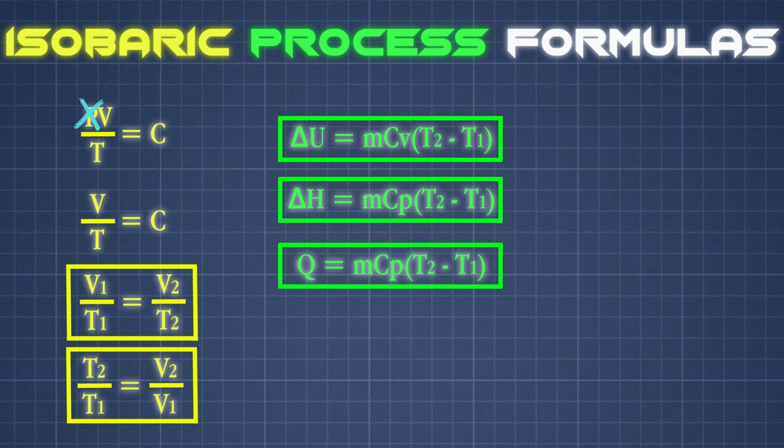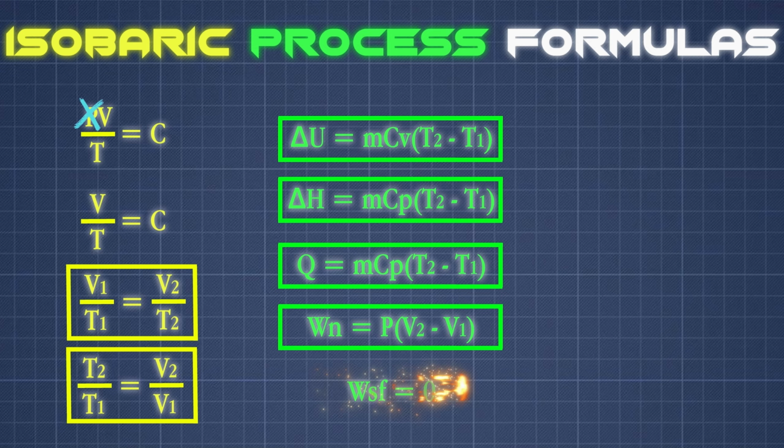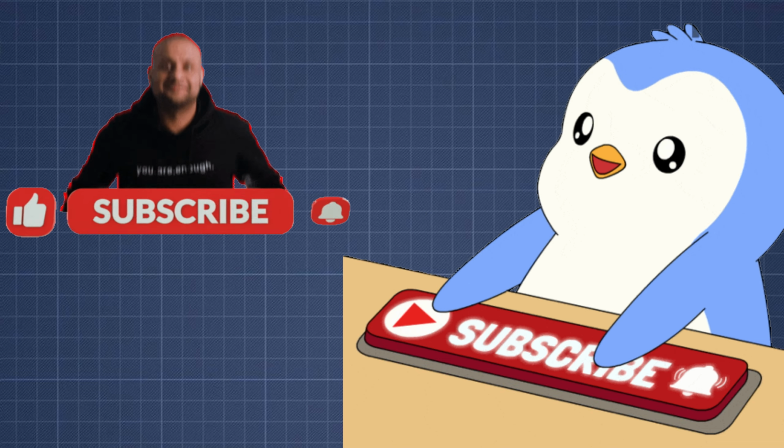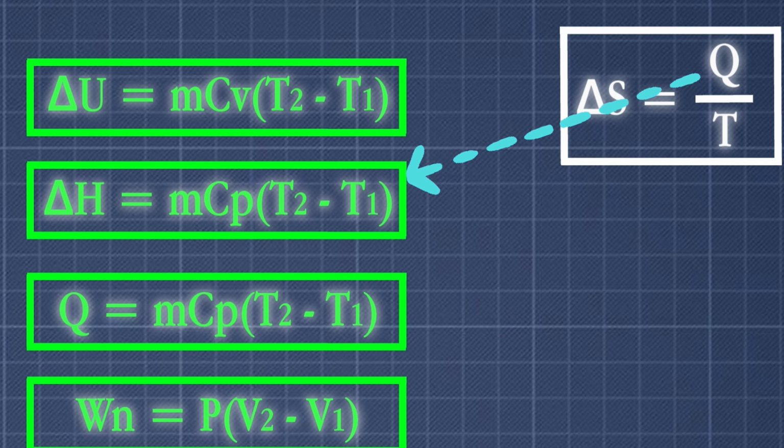Okay? For the non-flow work, we have P times V sub 2 minus V sub 1. So P to kasi nga constant pressure. Okay? For steady flow work, we have 0. For change in entropy, we have Q over T. So itong Q, pwede rin gamitin dyan yung change in enthalpy kasi nga parehas lang sila sa isobaric.